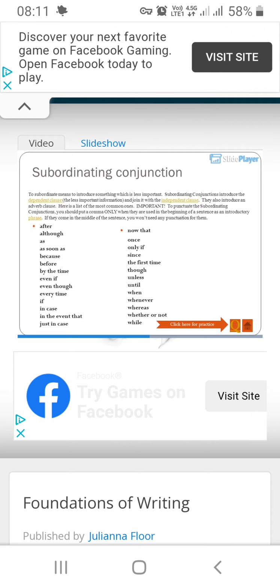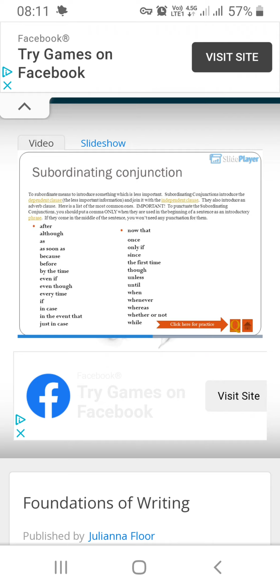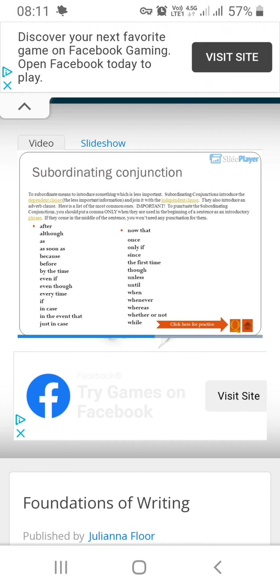Important. To punctuate the subordinating conjunctions, you should put a comma only when they are used in the beginning of a sentence as an introductory phrase. If they come in the middle of the sentence, you won't need any punctuation for them.